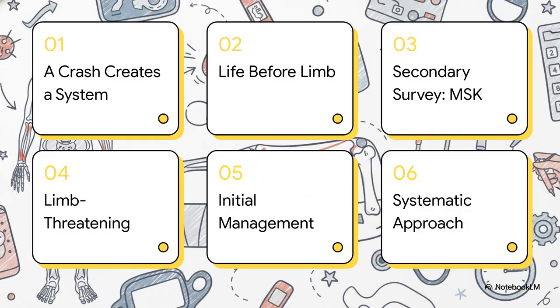So, here's our game plan. We've just talked about why the system was born out of that tragedy. Now we're going to break down what that system actually is. We'll start with the absolute core principle of the primary survey, life before limb. Then we'll get into the details of the secondary survey, focusing on musculoskeletal injuries. We'll cover those time-critical emergencies you just can't afford to miss, talk about initial management, and then wrap it all up by reinforcing why this systematic approach is literally the bedrock of how we do things now.